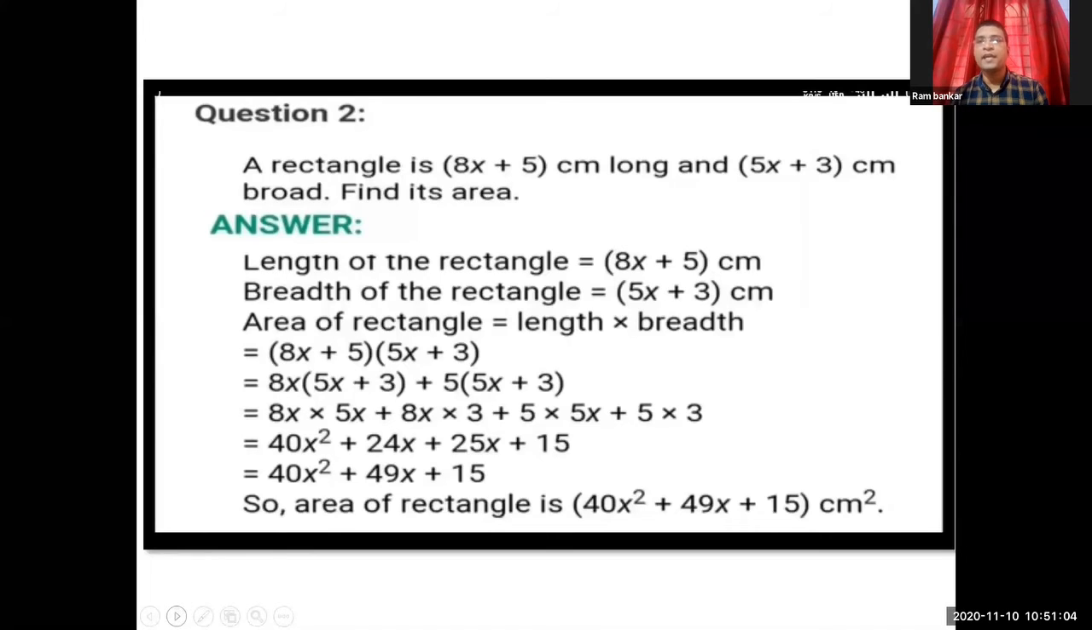So area of rectangle is 40x square, 49x plus 15 written here, and centimeter square is there. Centimeter into centimeter, centimeter square written as it is. So we have found the area of rectangle. In this way we can solve word problem also. Look at the next slide.